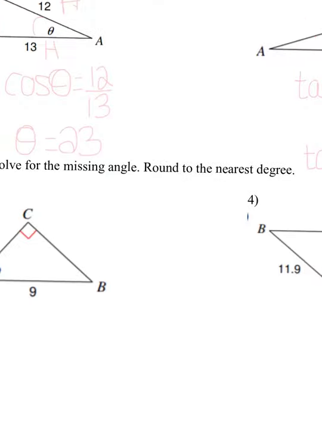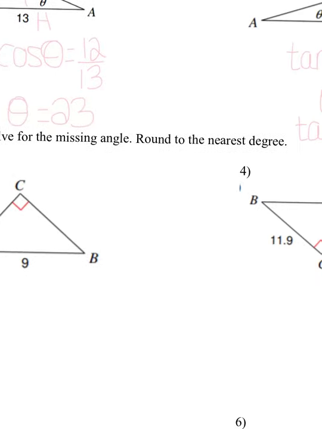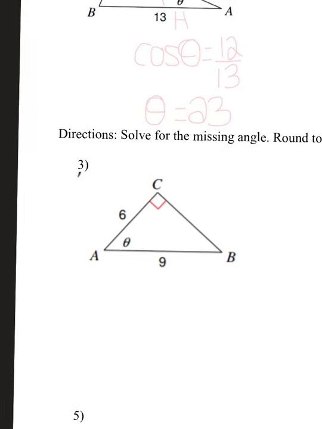All right, so now the third one: solve for the missing angle, round to the nearest degree. Again, just like we've been doing, label your picture. This is your O, this is your H, this is your A. So I have an A and an H, so you're going to do cosine. Cosine of theta is equal to A over H. So 6 over 9. So second cosine, 6 divided by 9, you're going to get a theta of 48.